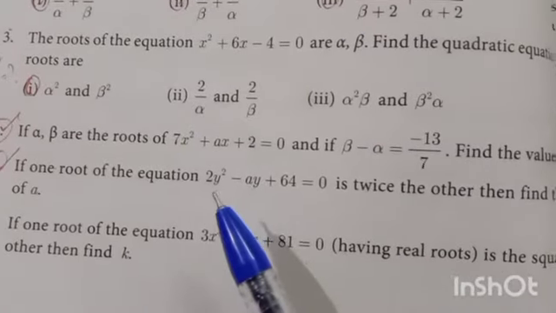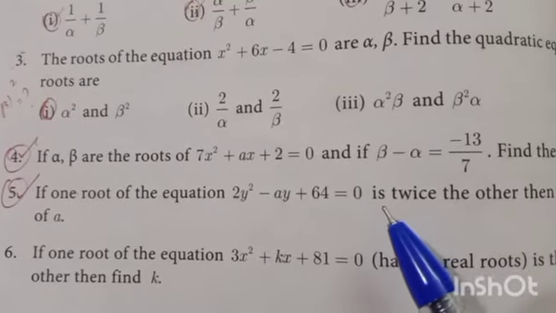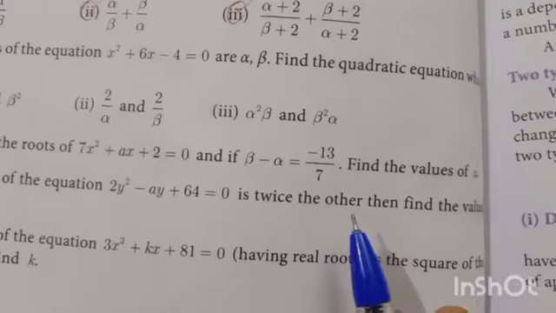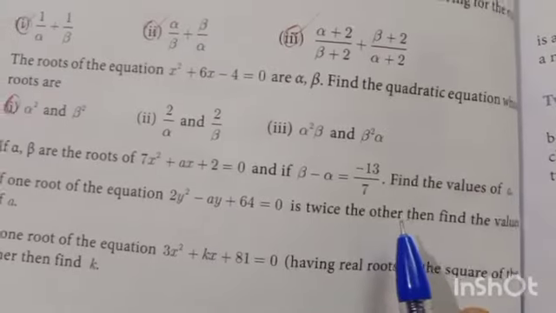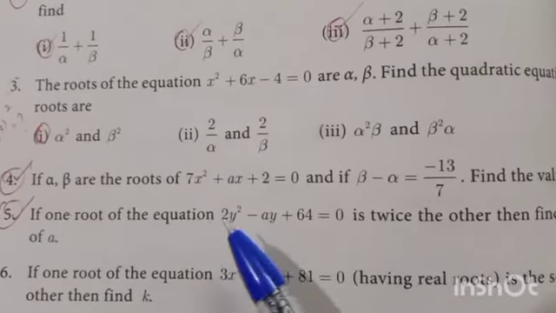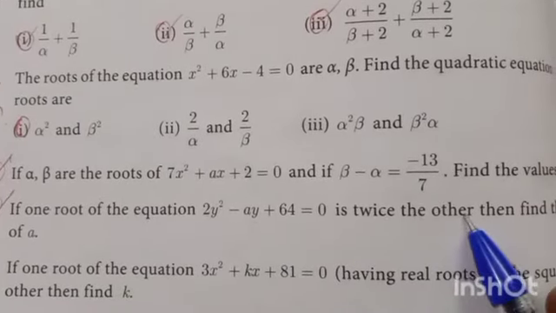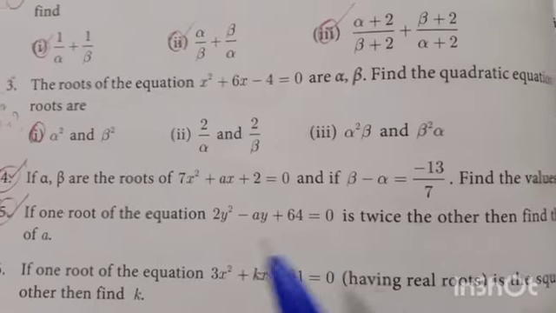Fifth question. If one root of the equation 2y square minus ay plus 64 is equal to 0 is twice the other, then find the value of a. Find the values of a. One root of this quadratic equation is twice the other. Then find the value of a.